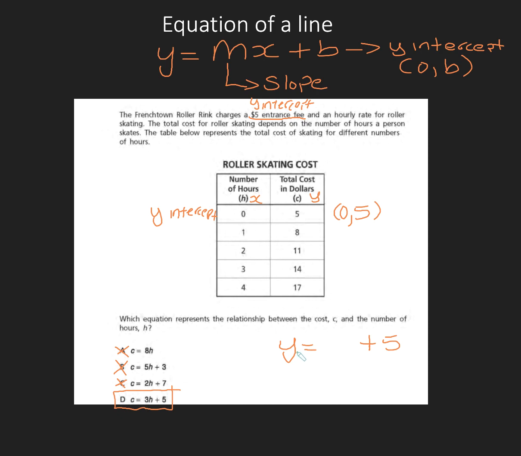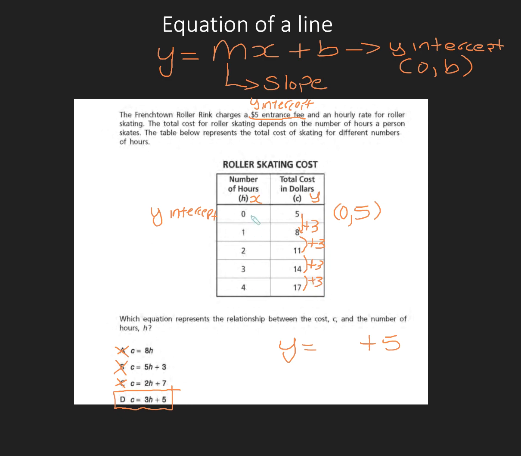It is that simple. Sometimes you can just look in the problem and identify your slope or your y-intercept and get your answer. Now suppose I wanted to find the slope. Remember, we're finding the slope from a table, so we're going to look at the trend. How do I go from 5 to 8? I'm adding 3. How do I go from 8 to 11? I'm adding 3. 11 to 14, plus 3. And 14 to 17, plus 3.